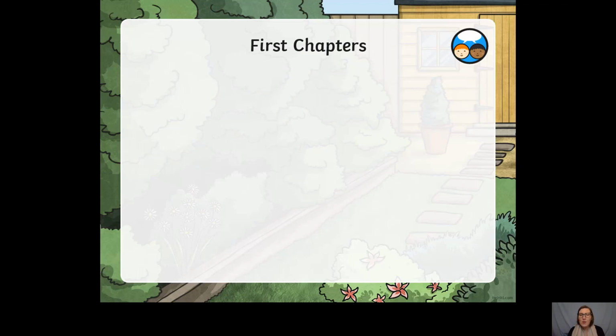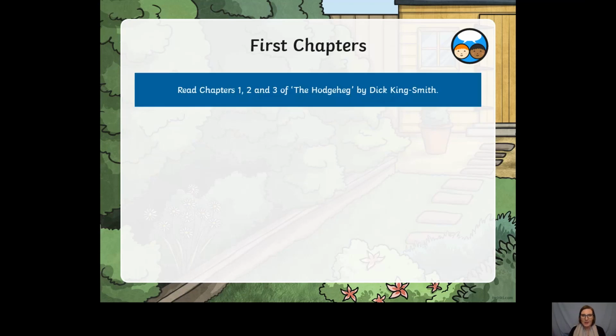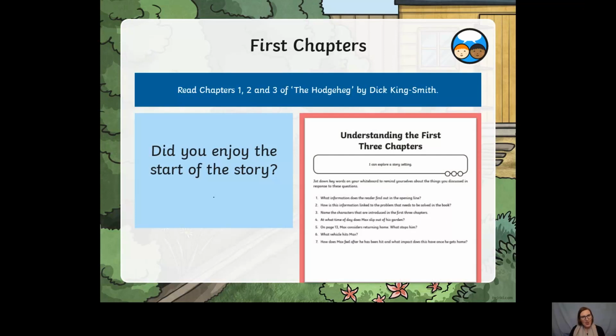Okay. So in the first 3 chapters, you've read that now. Did you enjoy it? It was quite good, wasn't it? I really do enjoy this book. It is one of my favourite books.